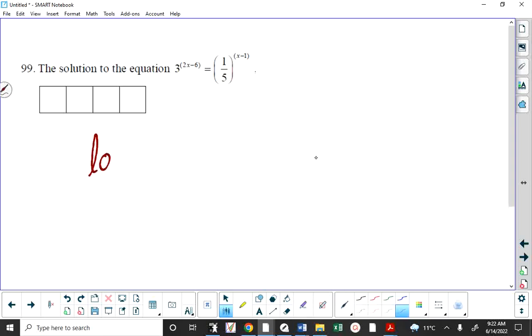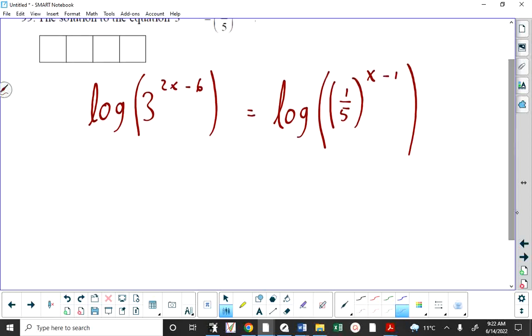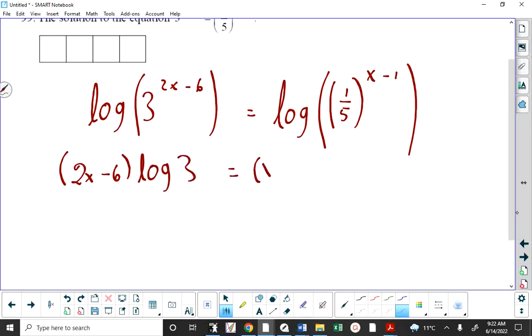So I'm going to write log of 3 raised to the 2x minus 6 has to be equal to log of 1/5 raised to the x minus 1. And the purpose of doing that, of course, is that you can move those exponents out in front. And now we have 2x minus 6 multiplied by log of 3 equals x minus 1 multiplied by log of 0.2. I'm just getting a little tired of writing 1 over 5, so I've decided to write 0.2.